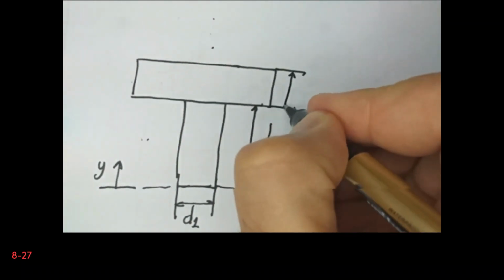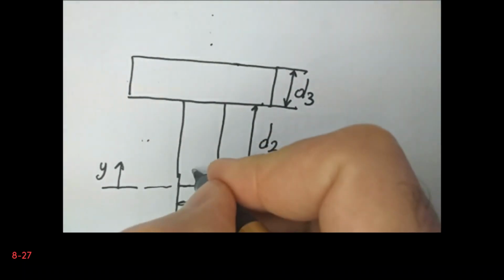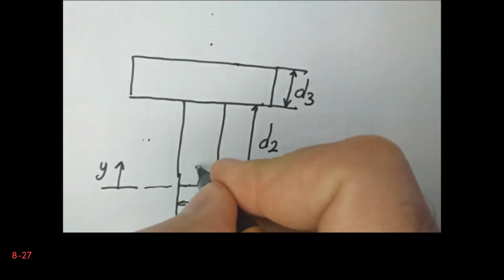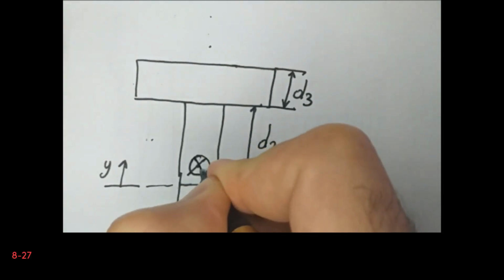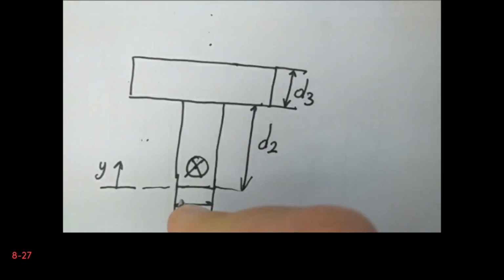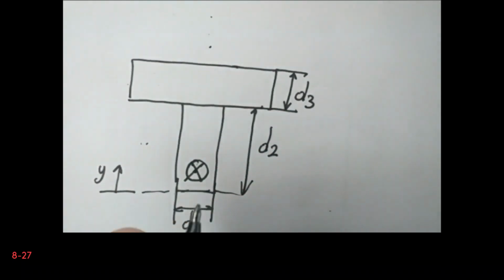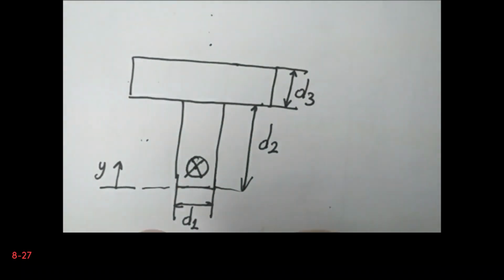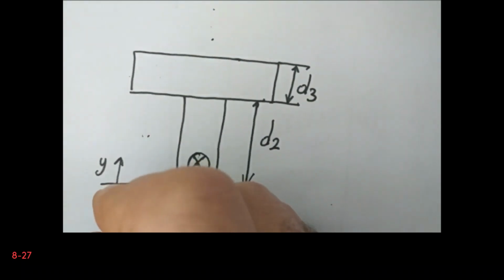I have the location of force here. I draw it like this, a cross in a circle, which means that this is towards the cross section, so through the inside. So we have D3. Let's say that this is D4.